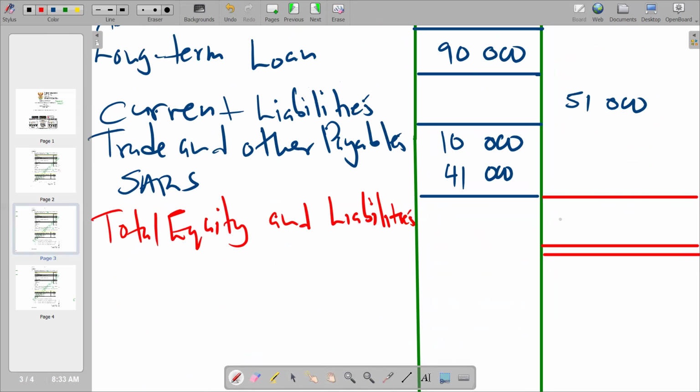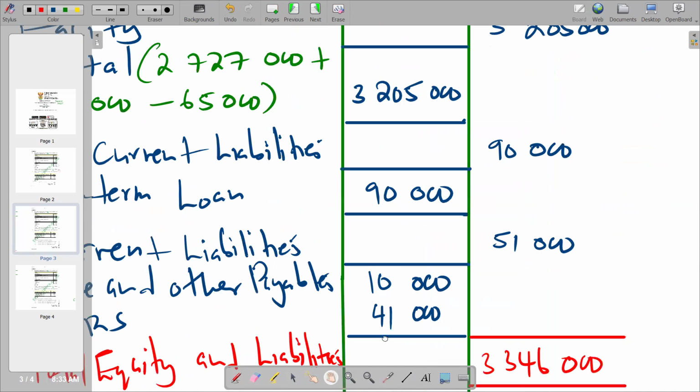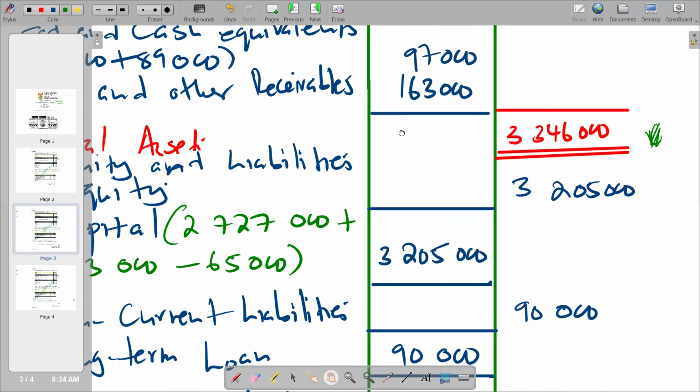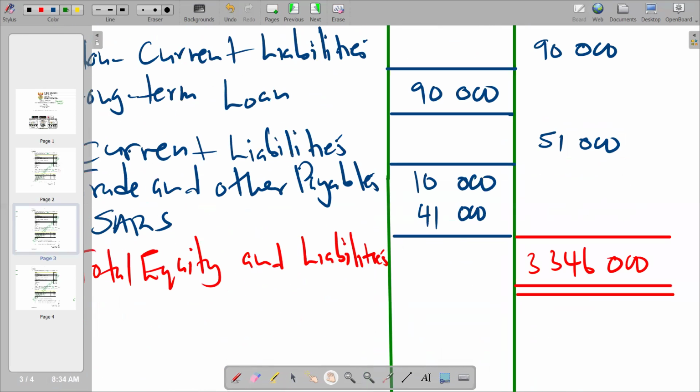So if you add, the total is supposed to be 3,346,000. And you see that our total asset figure is equal to our total equity and liabilities figure, which means your balance sheet is balanced. So basically, this is what we have on the preparation of the balance sheet on our Cost and Management Accounting N5 question of 20 at 20.